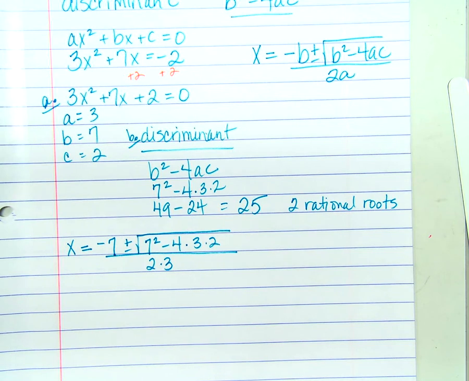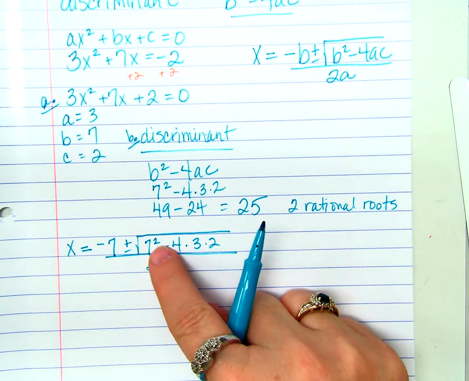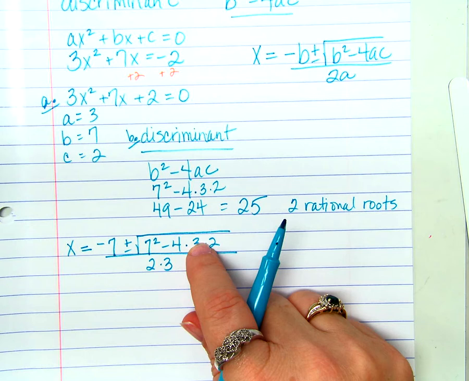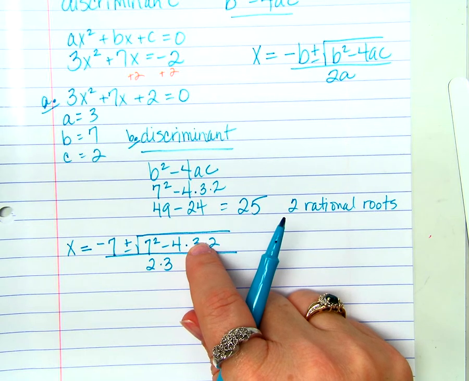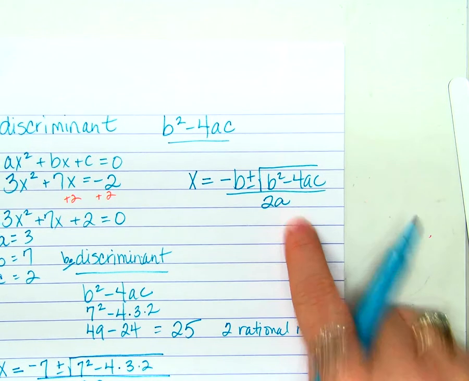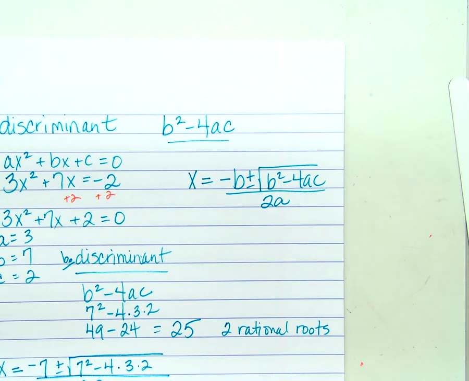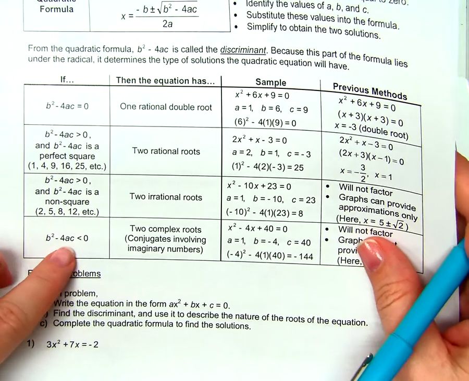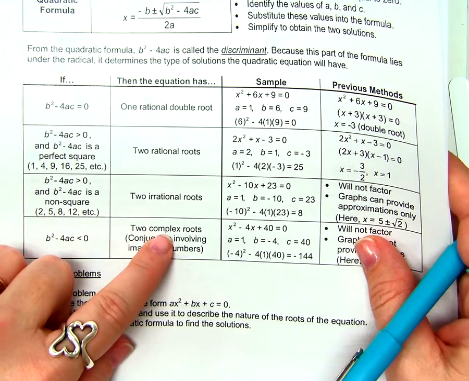Now something's weird to me here. I have to do 7 squared minus 4 times 3 times 2. That seems real familiar. We already did that. So wait, the discriminant is part of the quadratic formula? Where is it? Under the radical. That's perfect. Now do you see why it makes a difference if that term is positive or 0 or negative? Because I'm taking the square root of a negative number, I'm going to get a complex number. If that discriminant's negative, complex roots.